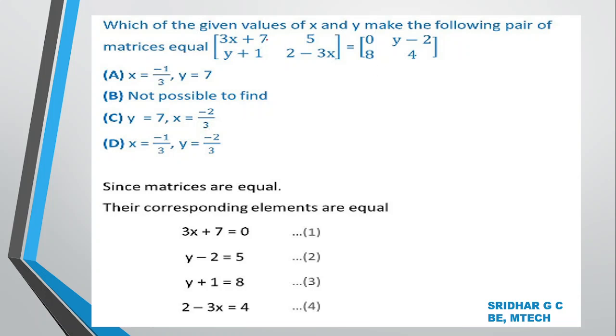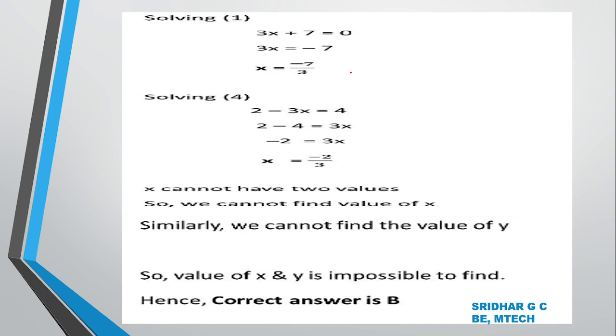Next, one more of the same type of problem. They have given the values, and they are asking which are the values of x and y. How to solve it? Same way, equate it. Okay, we will get equation 1, equation 2, see. 3x plus 7 equals 0, y minus 2 is equal to 5, y plus 1 equals 8, 2 minus 3x is equal to 4. Next, see, solve that equation. Solving 1, 3x plus 7 equals 0, x is equal to minus 7 by 3.